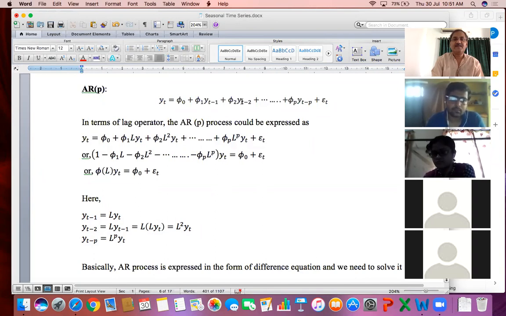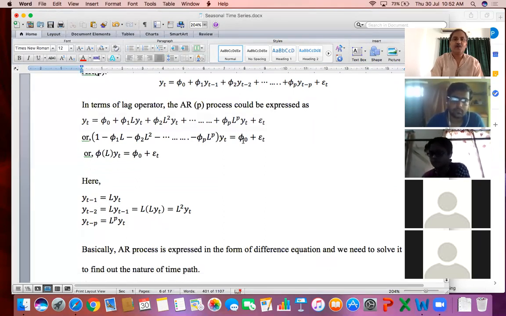So what is the difference between the original expression and this expression? In the original expression, on the right hand side, you have Yt minus 1, Yt minus 2, Yt minus p. In this expression, we have converted all lag values into the current value, Yt, Yt, Yt, along with the lag operator. So if we take all Yt to the left hand side, you get an expression like this.